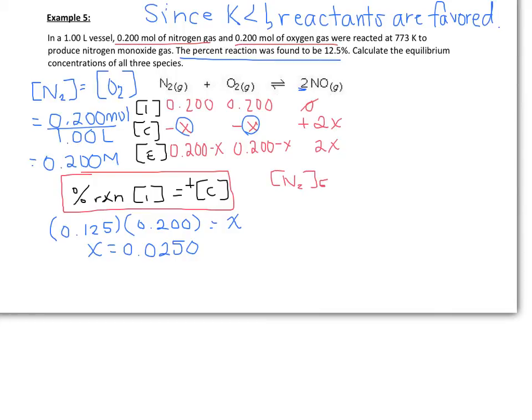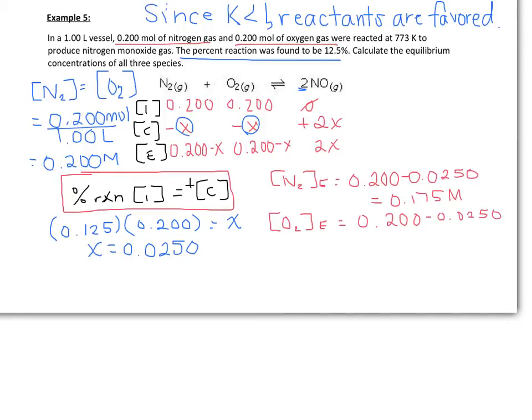N2 at equilibrium is 0.200 subtract our x, and that gives us 0.175. And remember that we're solving for concentration, so we need to remember to add our units of either moles per liter or molar. The equilibrium concentration of oxygen is the same as that of nitrogen, seeing as we started off with the same initial concentration. That might not always be the case. The equilibrium concentration of nitrogen monoxide was 2 times x. So that gives us an equilibrium concentration of 0.0500 molar.